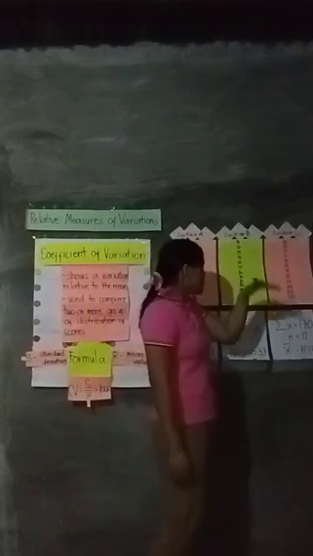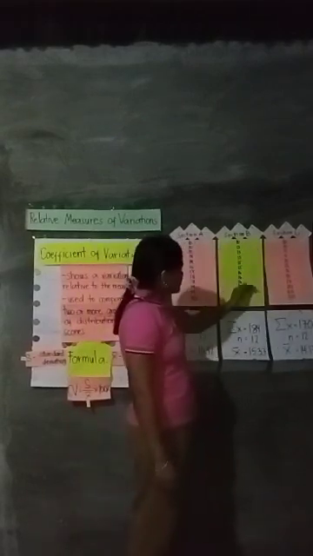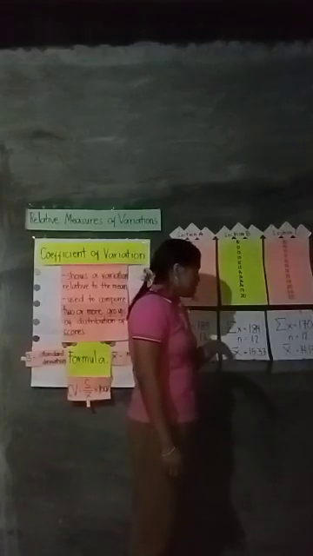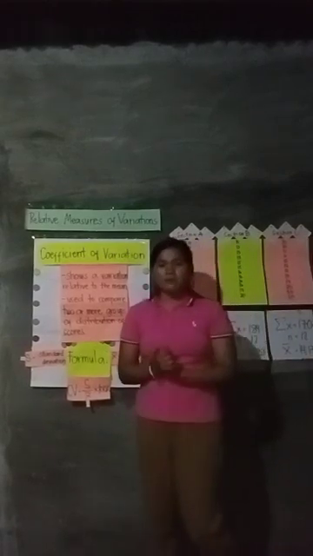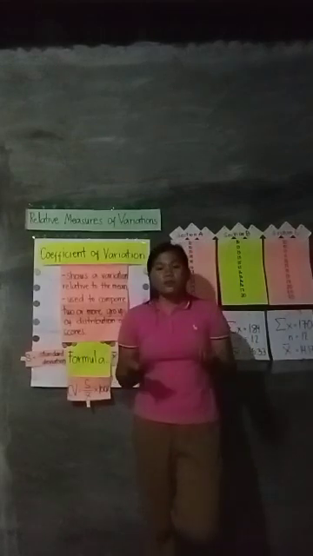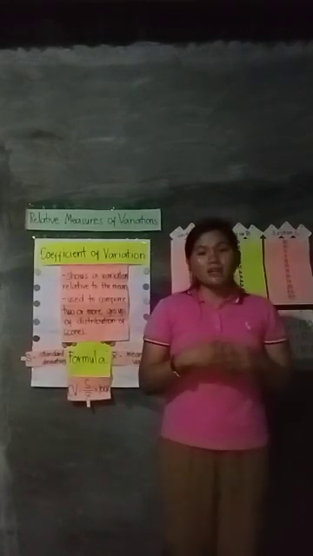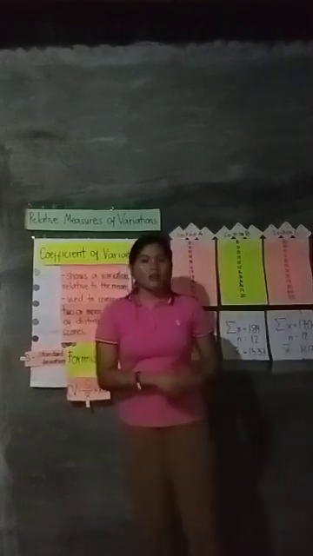And in section B, the total is 184. So we divided it by 12 because the number of cases is 12. So the mean value is equal to 15.33. And then in section C, the total of 170 divided by 12, and the mean value is 14.17.